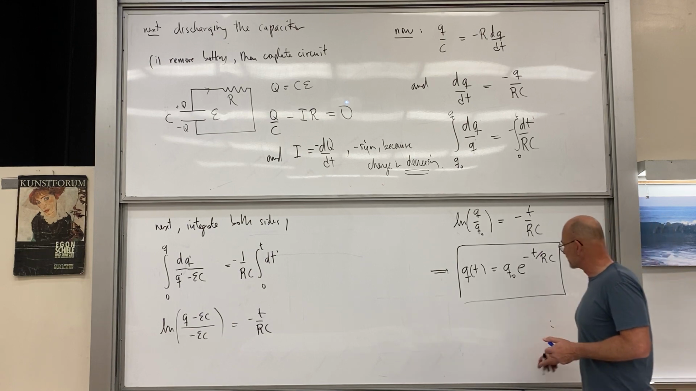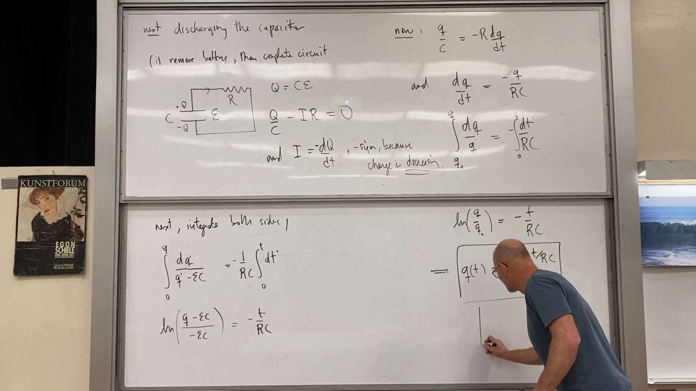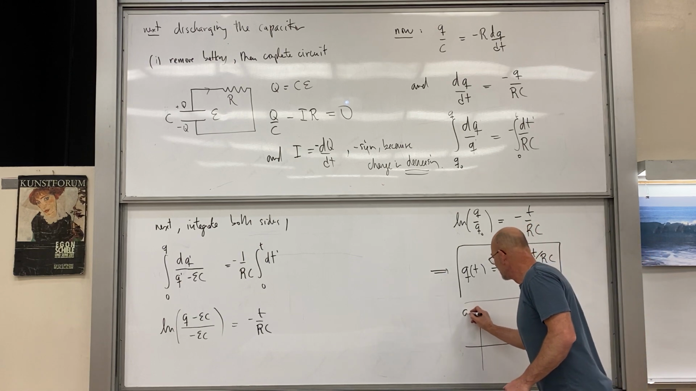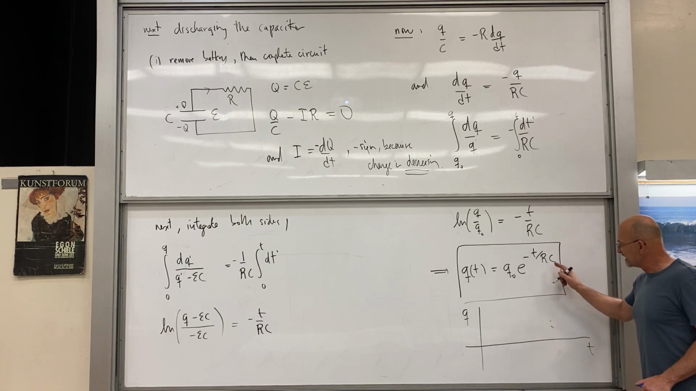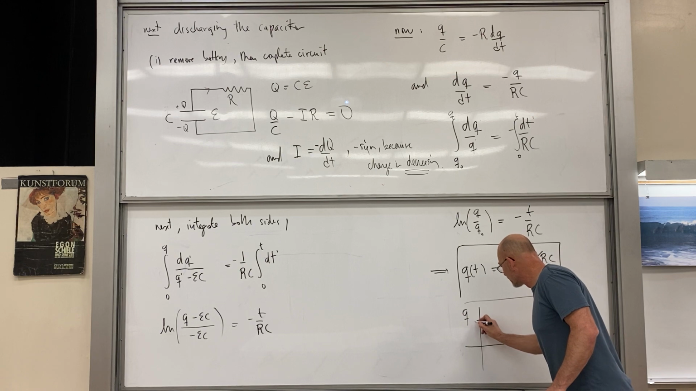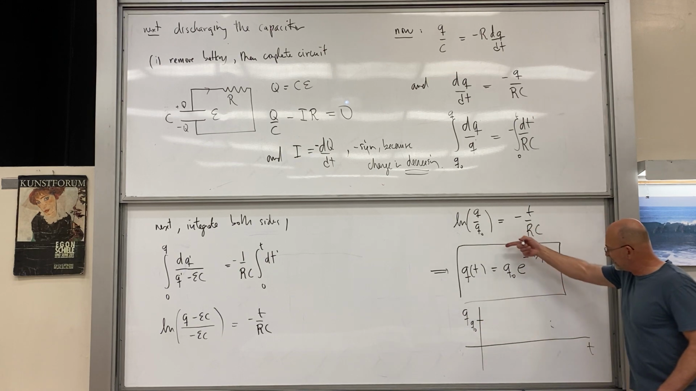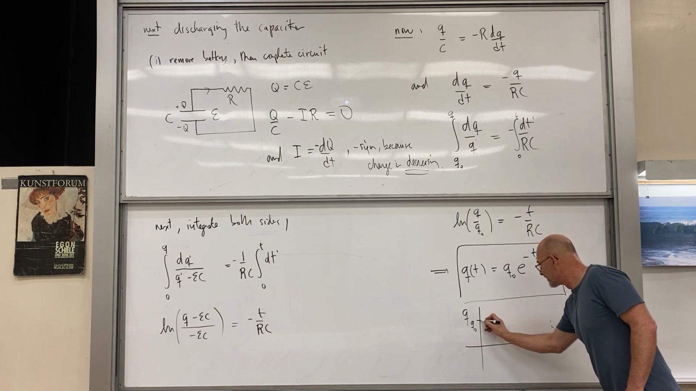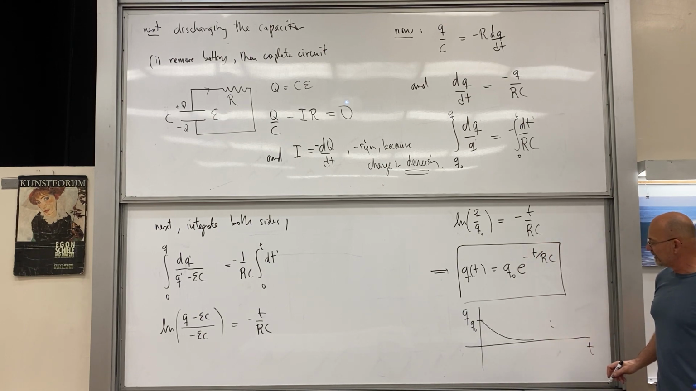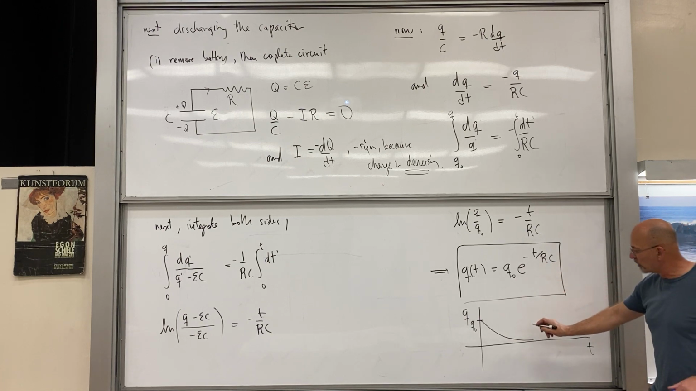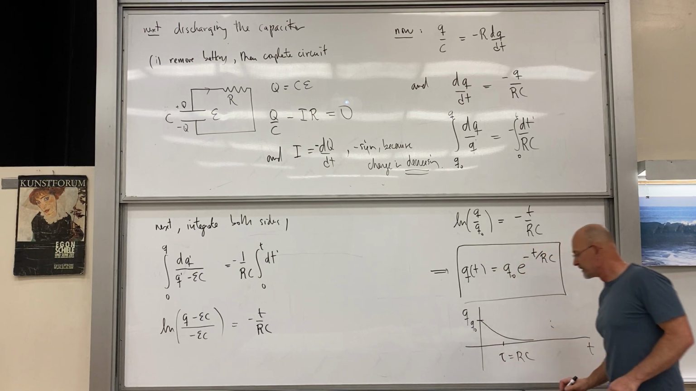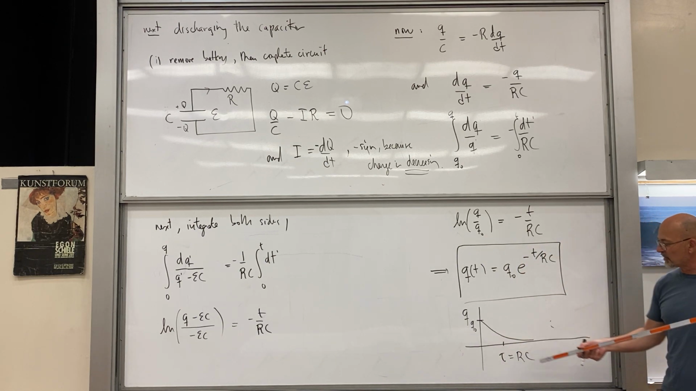And what does the sketch of this thing look like? Let's go right underneath here. T, Q. At t equals 0, we just have Q0, and it just decays exponentially. And again, the time constant is very important. And here you see it's when Q is 1 over e, somewhere here. Because that really sets the time scale for the whole action.